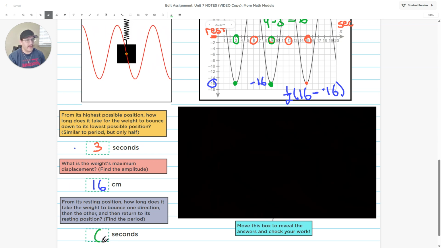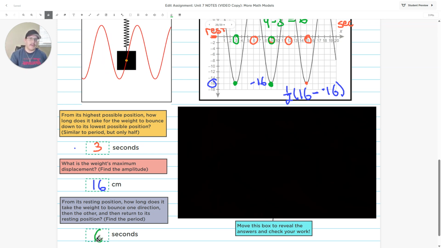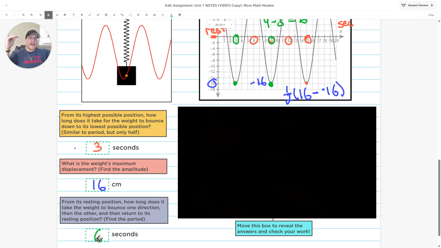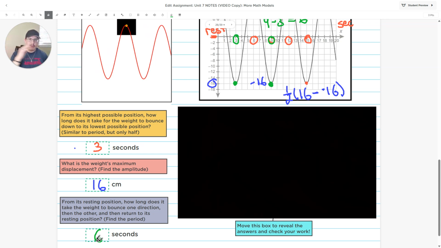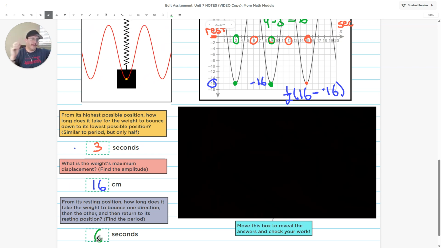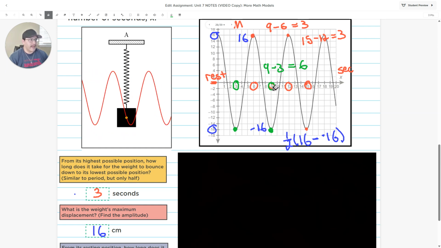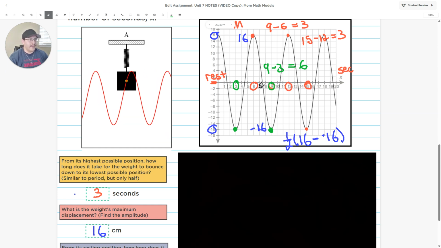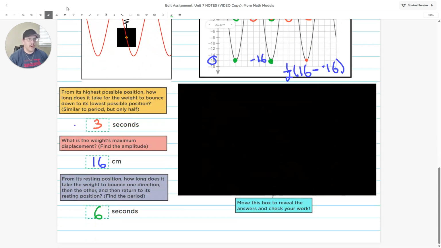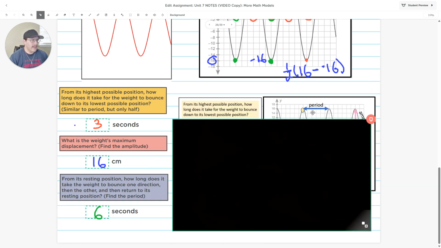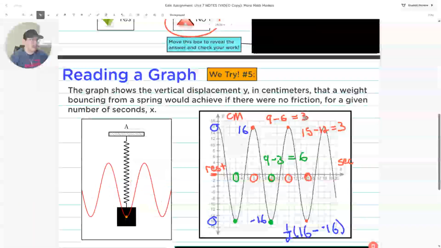So it takes 6 seconds to go from the resting position, up, down, and then back to the resting position. It takes about 6 seconds for it to complete a full wave. You can do it at other parts too, 15 minus 9, 12 minus 6, etc., but we only need to do this once. You can move the box to check all these different things, but there it is. And that's it for We Try number 5.